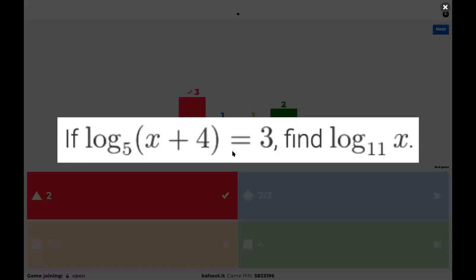Okay, so x plus 4 is equal to 5 to the third power, or 125. So x is 121. And then 121 is 11 squared. So the answer is 2.